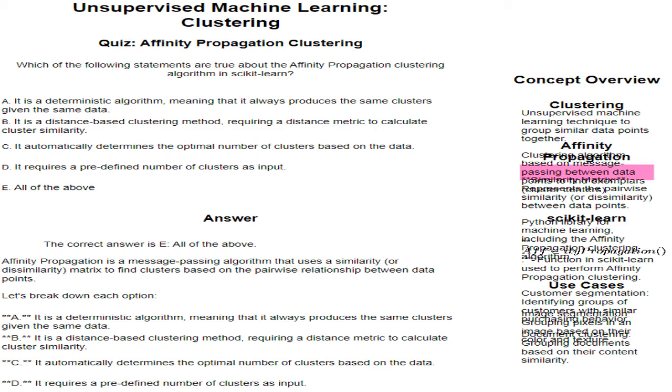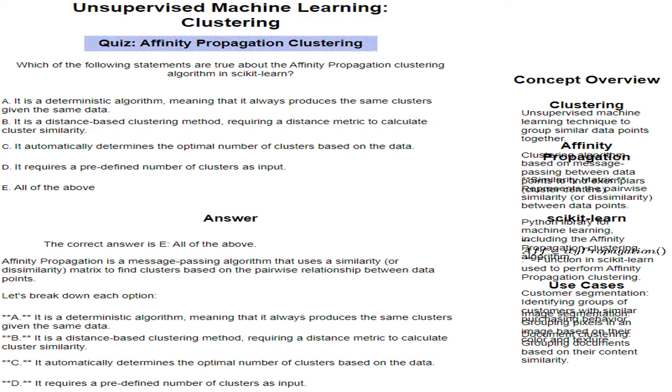Affinity propagation: a clustering algorithm based on message passing between data points to find exemplars, or cluster centers. Imagine you have a dataset of images of different flowers. Affinity propagation can automatically group images with similar features, e.g., color and shape, into clusters, helping you identify different flower types.